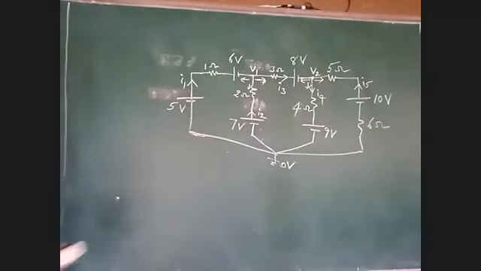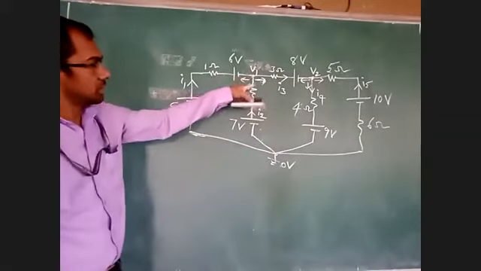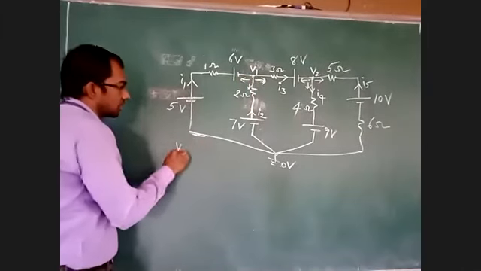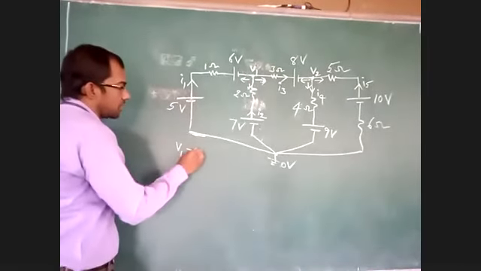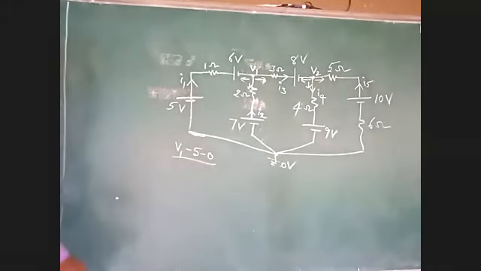Okay. Now I'll write the nodal equation. You see, at this node we have 3 arrows. First I am writing this arrow: V1 minus 5 minus 0 by, what is the resistance?